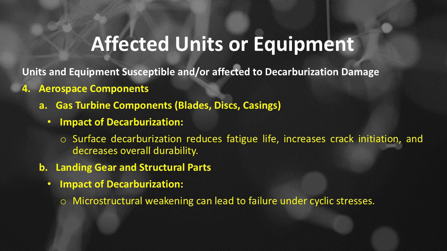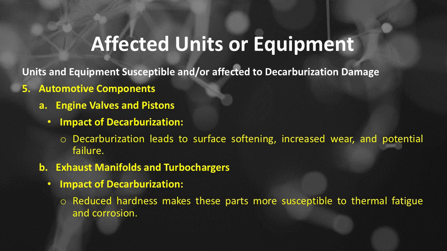Number B, landing gear and structural parts. Impact of decarburization: microstructural weakening can lead to failure under cyclic stresses. Number 5 of the units and equipment susceptible and/or affected to decarburization damage is automotive components. Number A, engine valves and pistons. Impact of decarburization: decarburization leads to surface softening, increased wear, and potential failure. Number B, exhaust manifolds and turbochargers. Impact of decarburization: reduced hardness makes these parts more susceptible to thermal fatigue and corrosion.